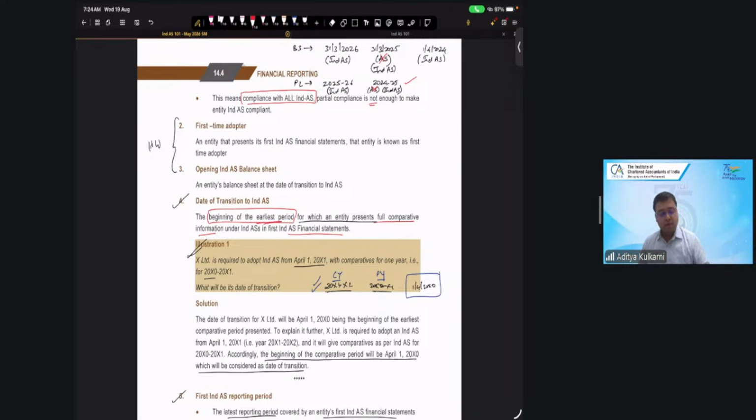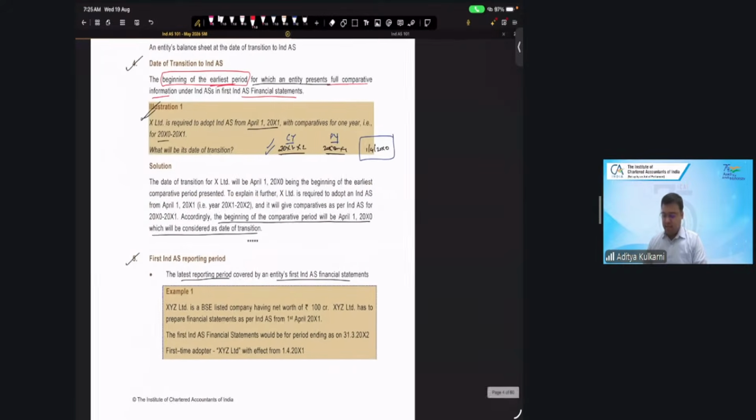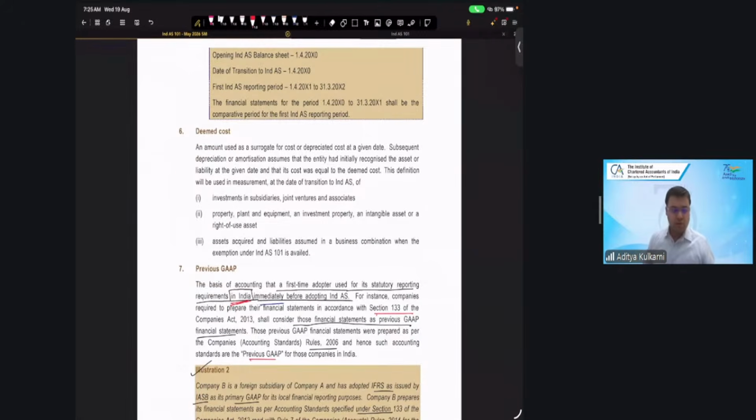Then who is your first time adopter? An entity that presents its first Ind AS financial statement is known as the first time adopter. Okay, so that is it. Then first Ind AS reporting period. These are all small definitions which you can go through.